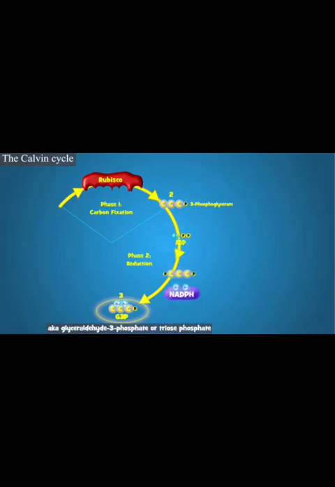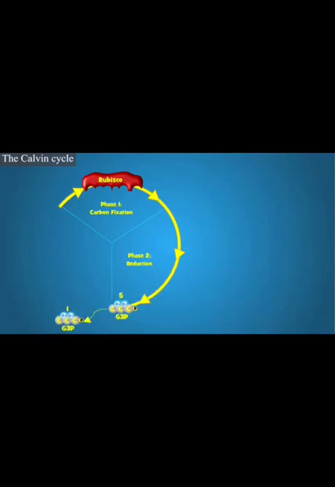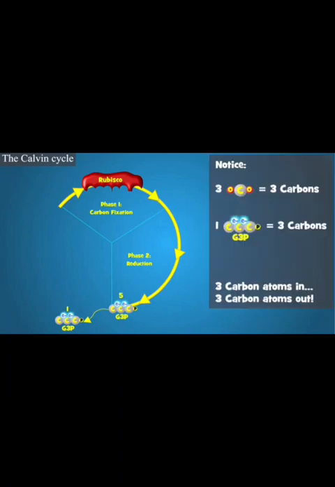Notice that for every 3 molecules of CO2 brought into the Calvin cycle, there's a net gain of 1 G3P. 3 carbons in, 3 carbons out. Makes sense, right? Phase 3, regeneration. Notice in our model that only 1 G3P is removed from the cycle, but 5 more remain. These 5 G3P molecules get converted back to our starting compound, RuBP.